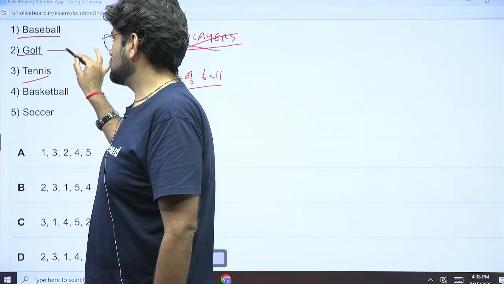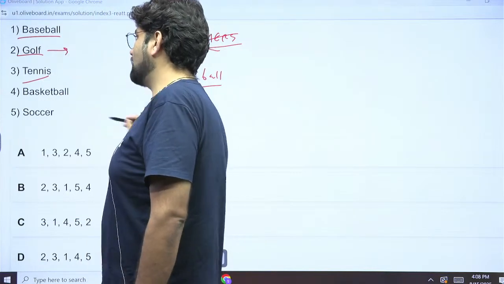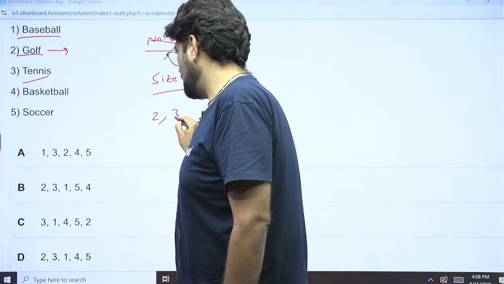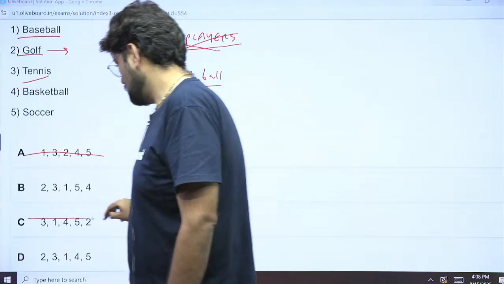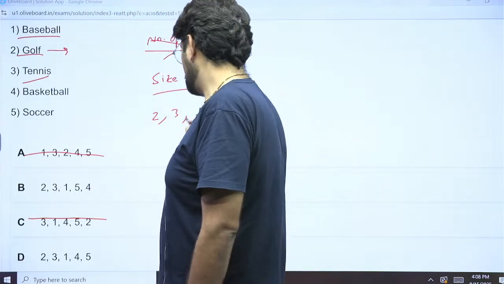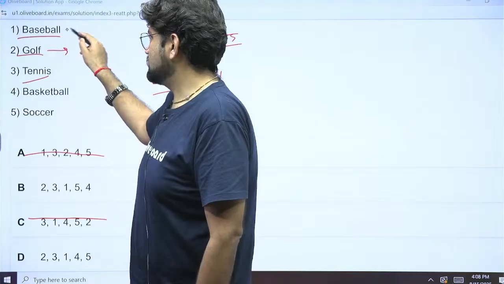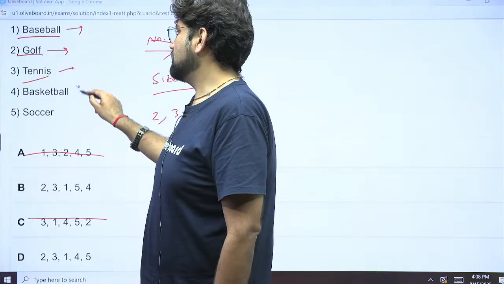So the golf ball is the smallest. So we'll start with 2. After that the tennis ball is slightly larger. So we'll have 3. So this is gone. This is gone. Okay, 2, 3, 1 is sure. So next is the baseball, done. Now we are left with the basketball and soccer.